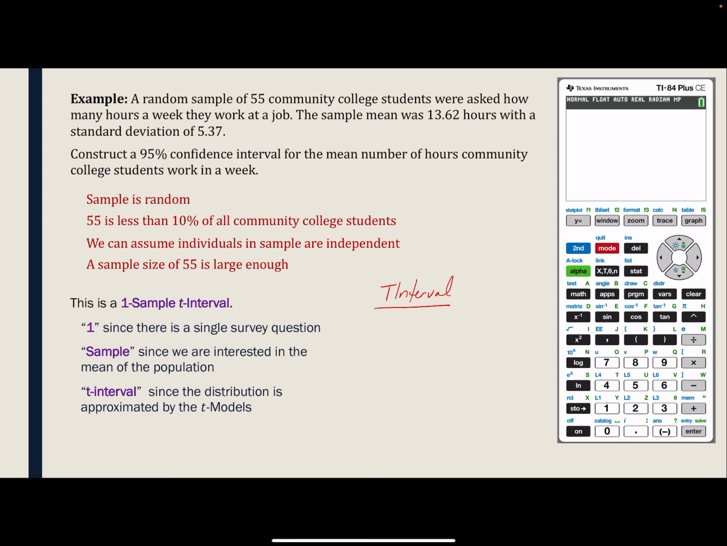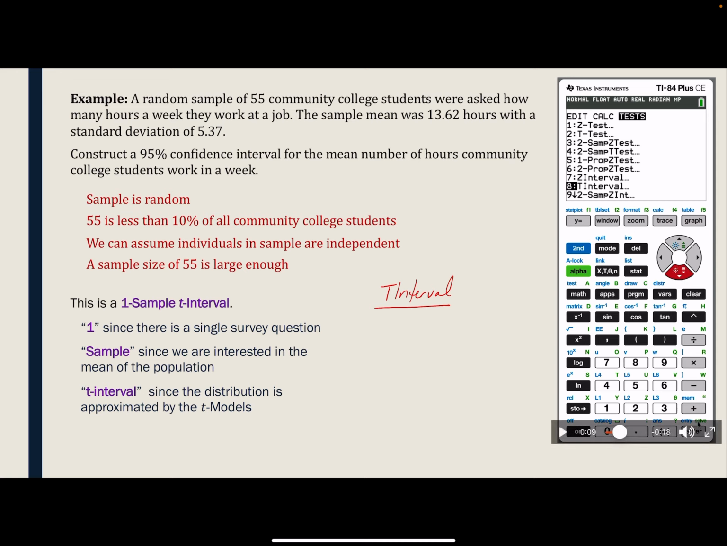And I'll show it to you here in a second. So we're going to go to the same place. We're going to go to Stat and then Tests. So go to Stat, Tests, and the T interval is number 8 there.